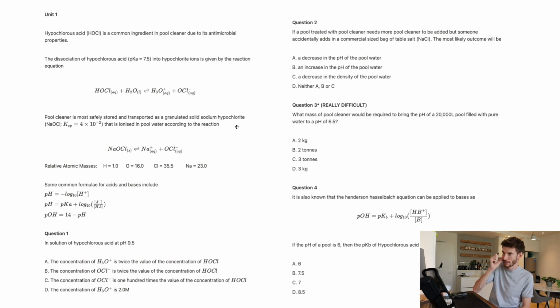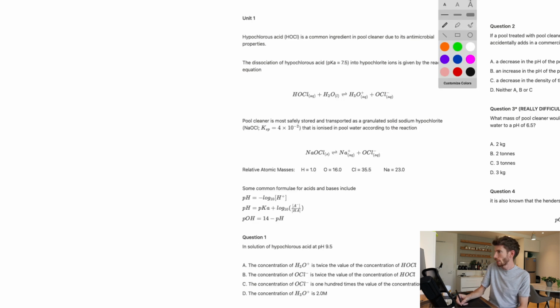We're going to go through this unit here that I've put together. We've got hypochlorous acid, HOCl, is a common ingredient in pool cleaner due to its antimicrobial properties. The dissociation of hypochlorous acid, pKa 7.5. I've been noting all this stuff down. So we'll actually pretend like we're in the real exam at this point, and we'll make some notes.